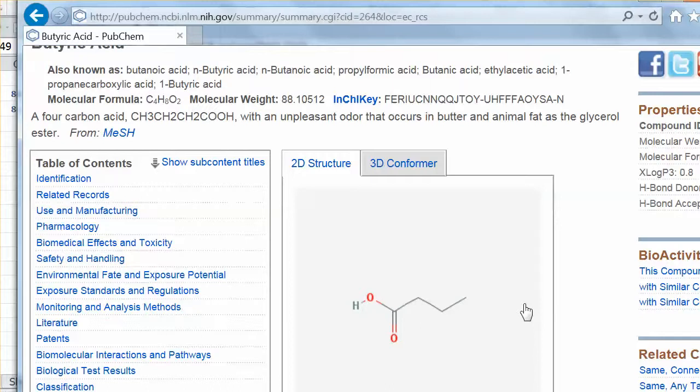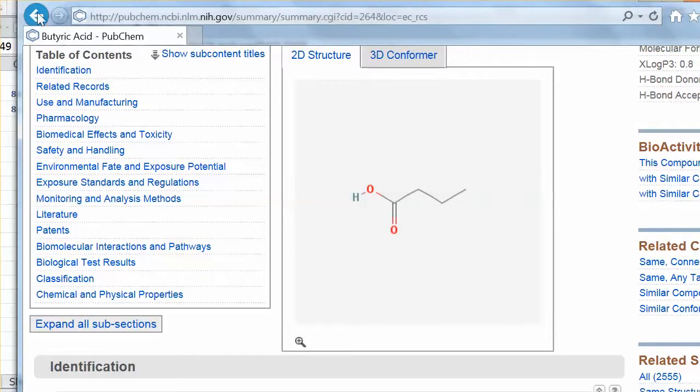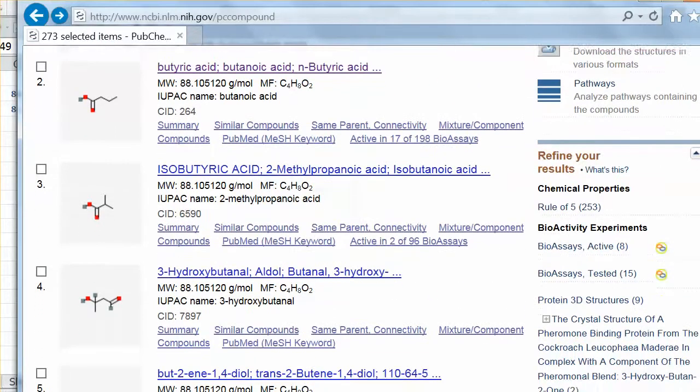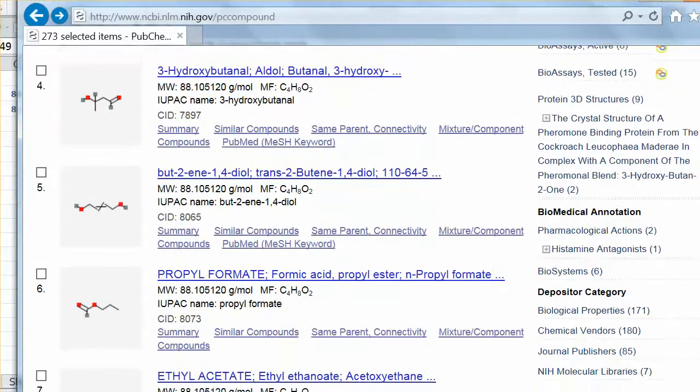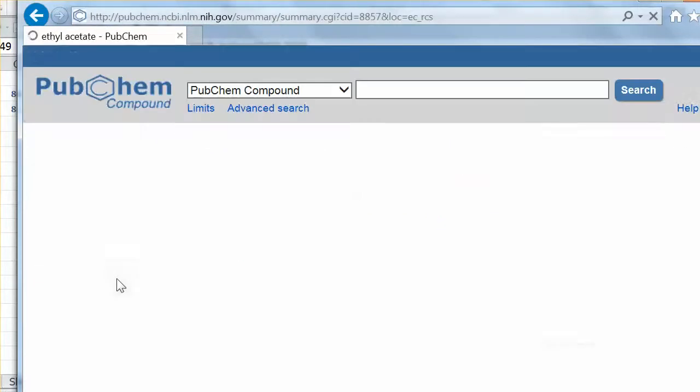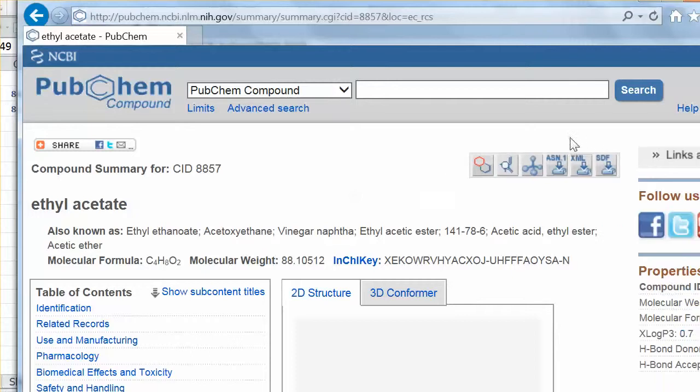That is the actual subfragment. And let's see what some of the others are. Isobutyric acid, 3-hydroxybutanol, propyl formate, ethyl acetate. Now in the case of ethyl acetate, you're talking about attaching it to another. The second subfragment has all of these attached, and ethyl acetate really doesn't have any place to attach.